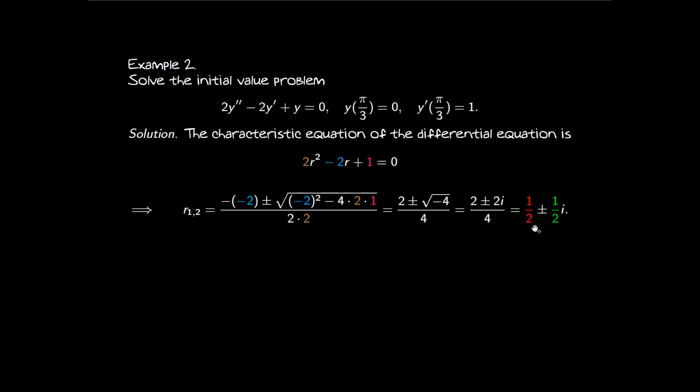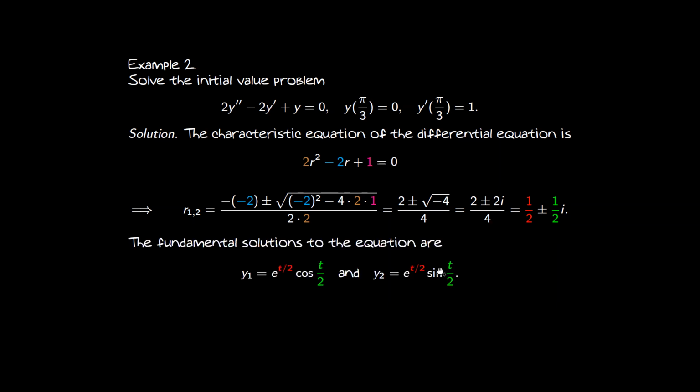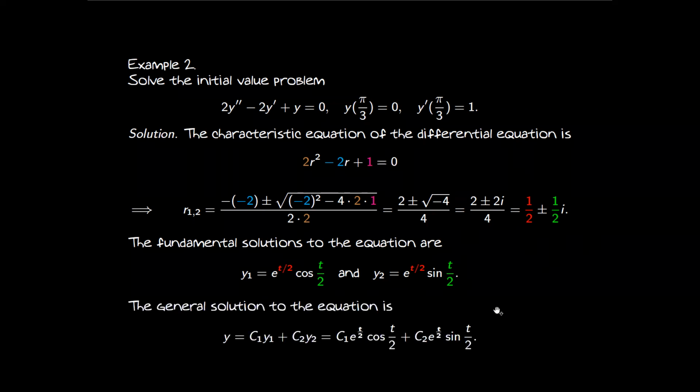So now we understand the real parts and the imaginary parts are going to be included in the exponential factor and the trig factor of your fundamental solutions, right? So the two fundamental solutions are going to be e to the real part 1/2 times t, and then cosine of the imaginary part times t. Another one is e to the real part times t, and the sine of the imaginary part times t. And therefore, we know the general solution is just a linear combination of these two.